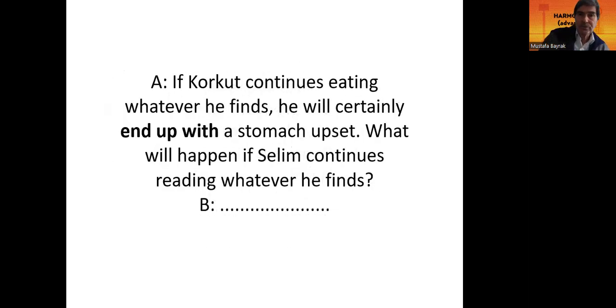If Korkut continues eating whatever he finds, he will certainly end up with a stomach upset, or end up with having a stomach upset. What will happen if Selim continues reading whatever he finds? If Selim continues reading whatever he finds, he will certainly end up with a mind upset. Okay. Of course, we should be choosy in reading as well.